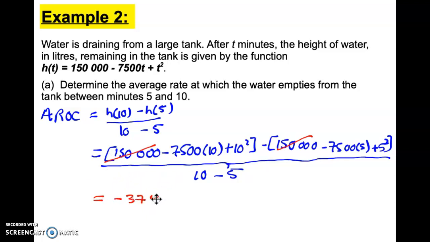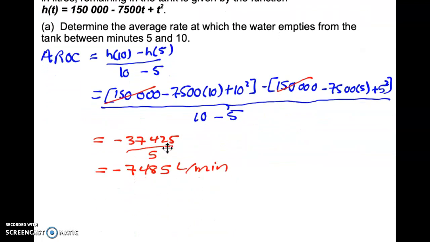negative 37,425 on top, all over 5, which will simplify to negative 7,485. And then the units here, H is in liters, time is in minutes, and since we did H over T, then we're going to do liters per minute. Now writing out a sentence for this, the water is emptying at a rate of 7,485 liters per minute.